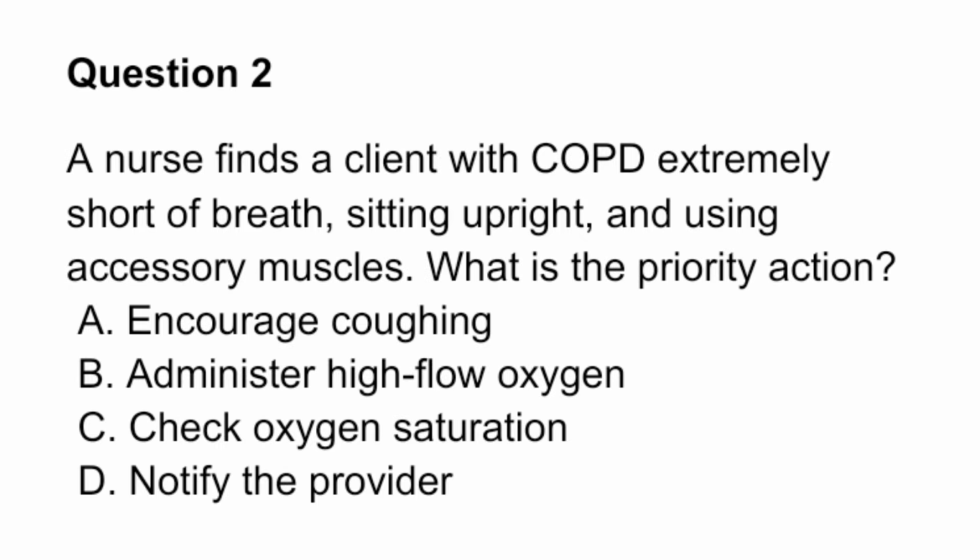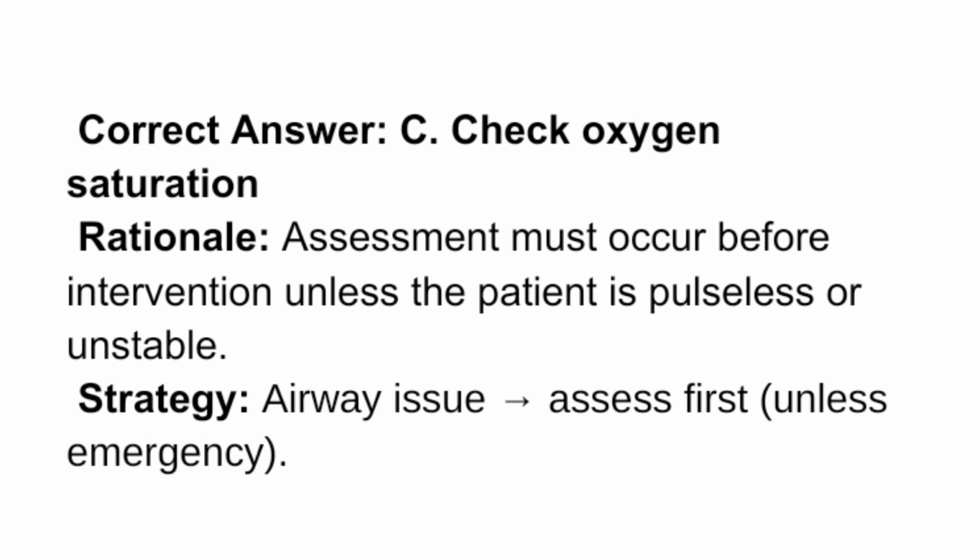Question 2. A nurse finds a client with COPD extremely short of breath, sitting upright, and using accessory muscles. What is the priority action? A. Encourage coughing. B. Administer high-flow oxygen. C. Check oxygen saturation. D. Notify the provider. Correct answer, C.